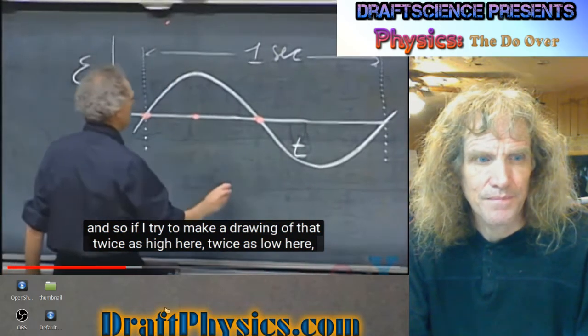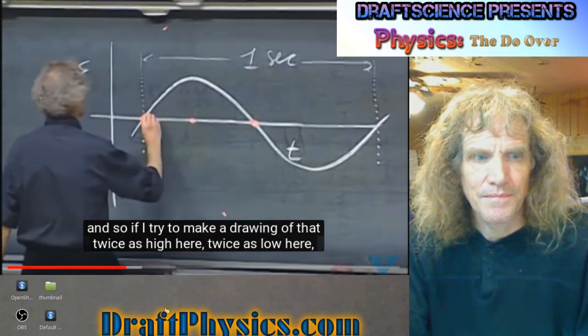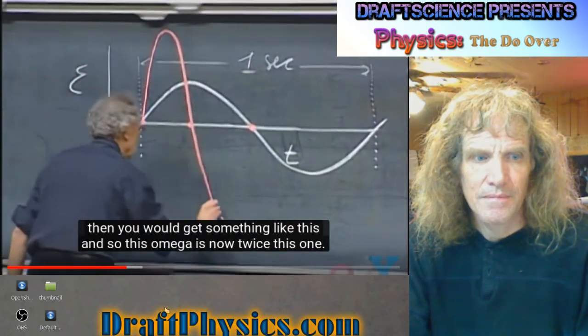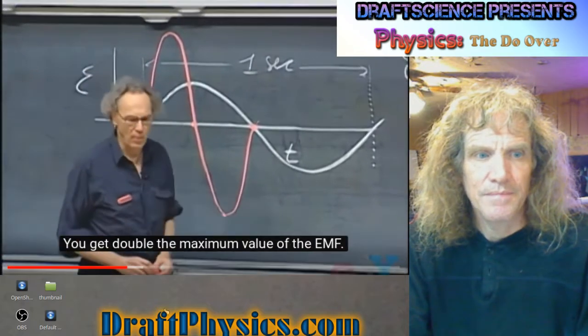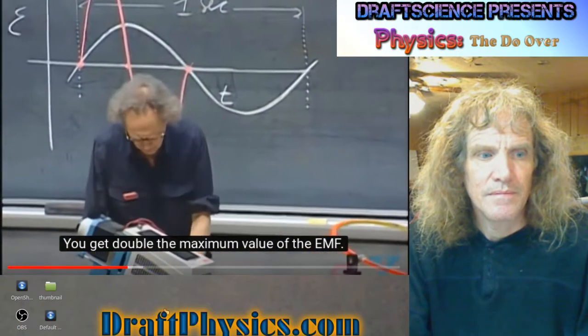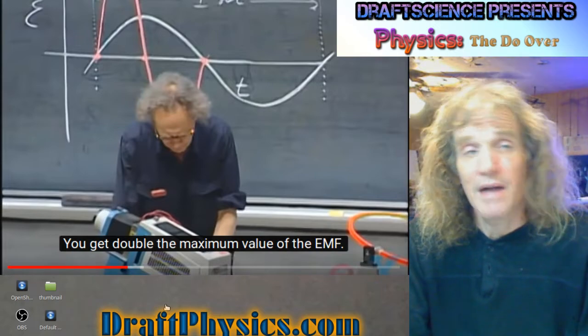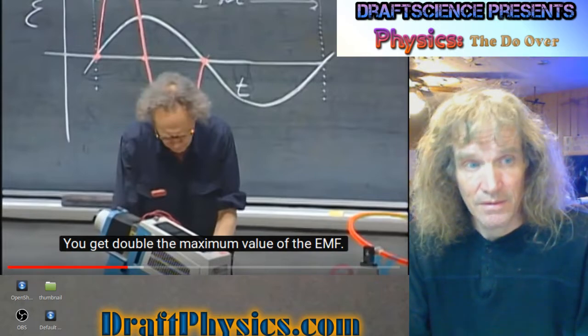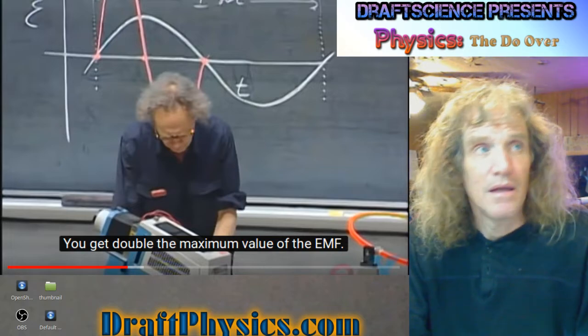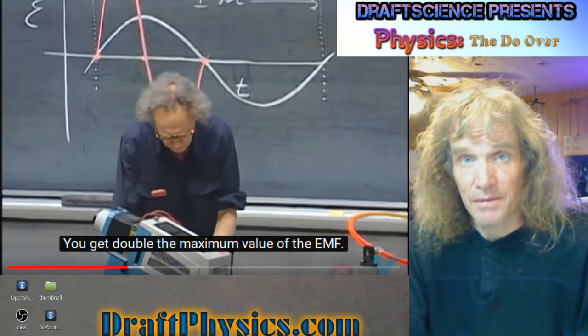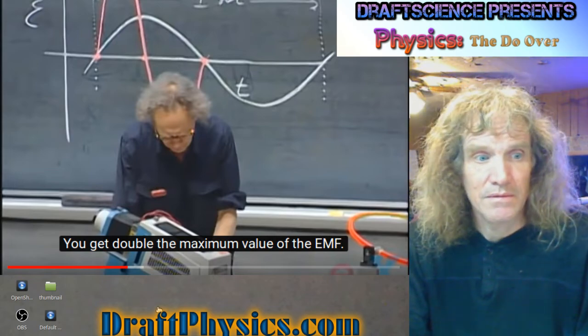Drawing that twice as high here, twice as low here, then you would get something like this. And so this omega is now twice this one. You get double the maximum value of the EMF. Sort of implying a conservation sense, in the sense that you're going through the same field, you'll collect the same stuff. You're just going to end up collecting it quicker.